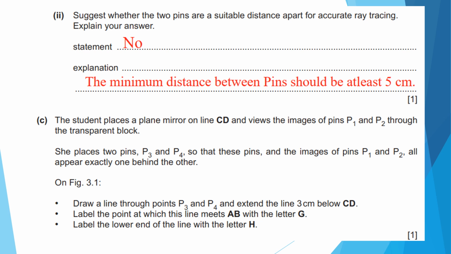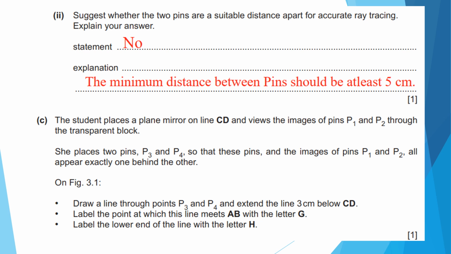Then the C part, the student places a plane mirror on line CD and views the images of pins P1 and P2 through the transparent block. She places two pins P3 and P4 so that these pins and the images of pins P1 and P2 all appear exactly one behind the other.